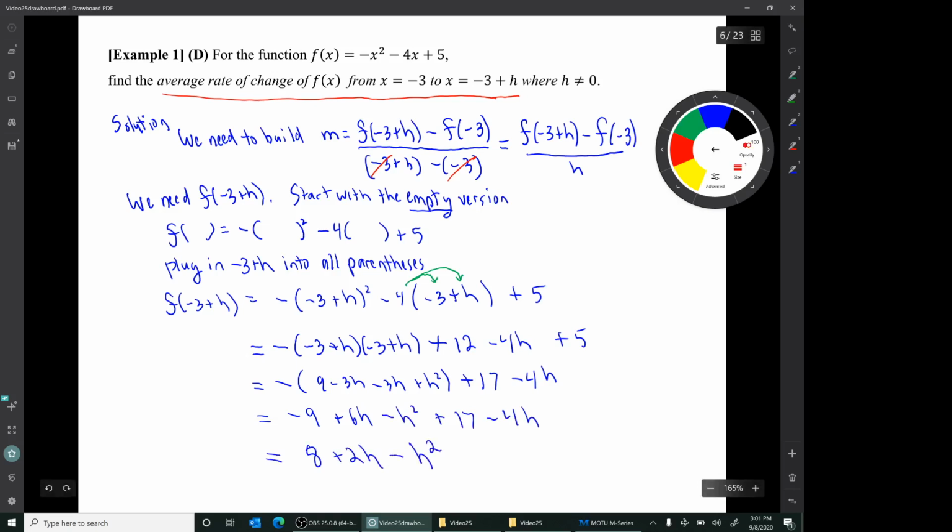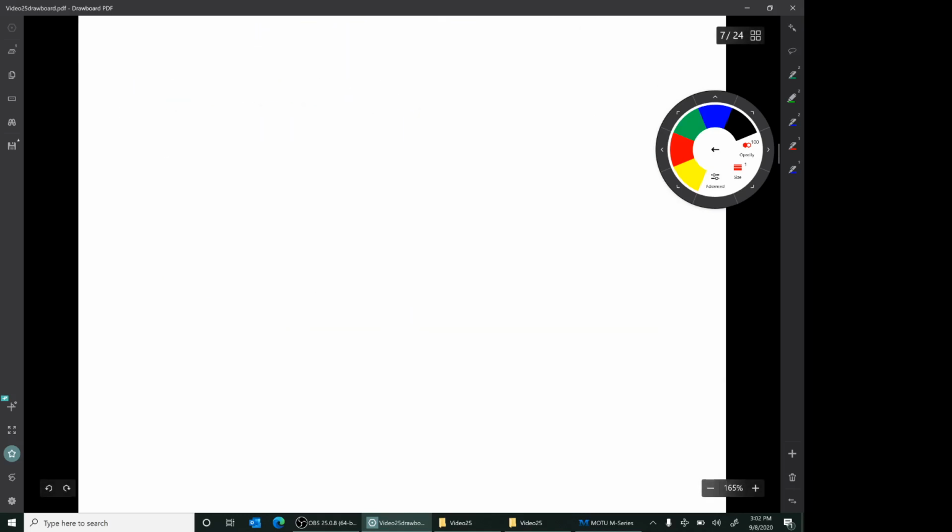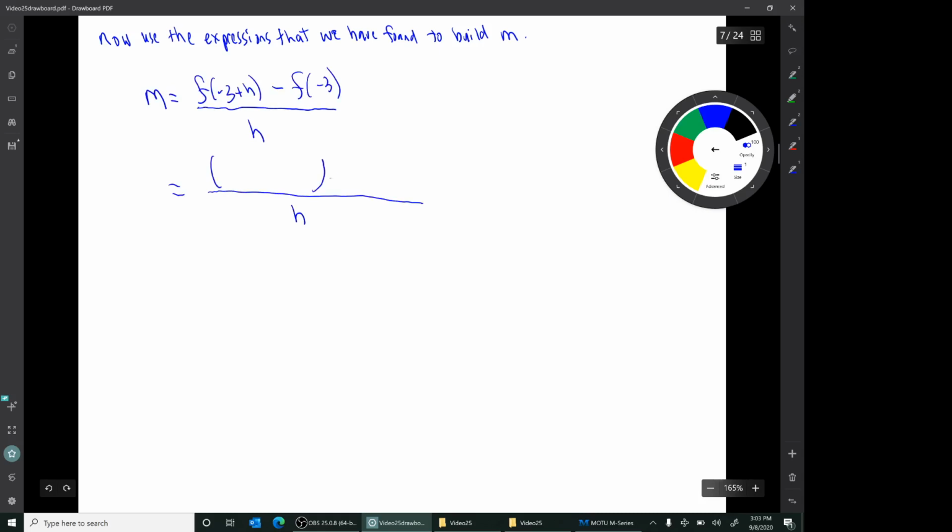So our result is that this quantity, f of -3 plus h, is equal to this expression. Now we need to take the quantities that we have found and build this expression. That is our m. The average rate of change is this quantity m. So there we've substituted in our expressions, and now we can simplify.